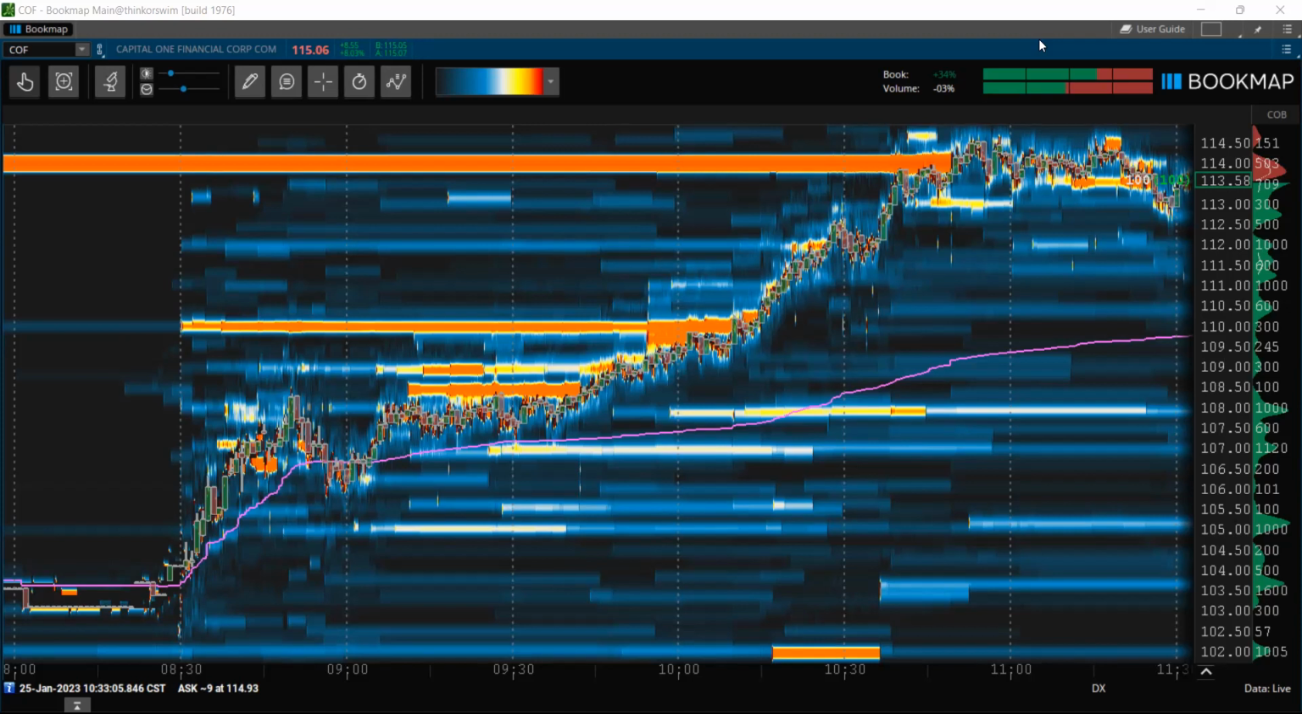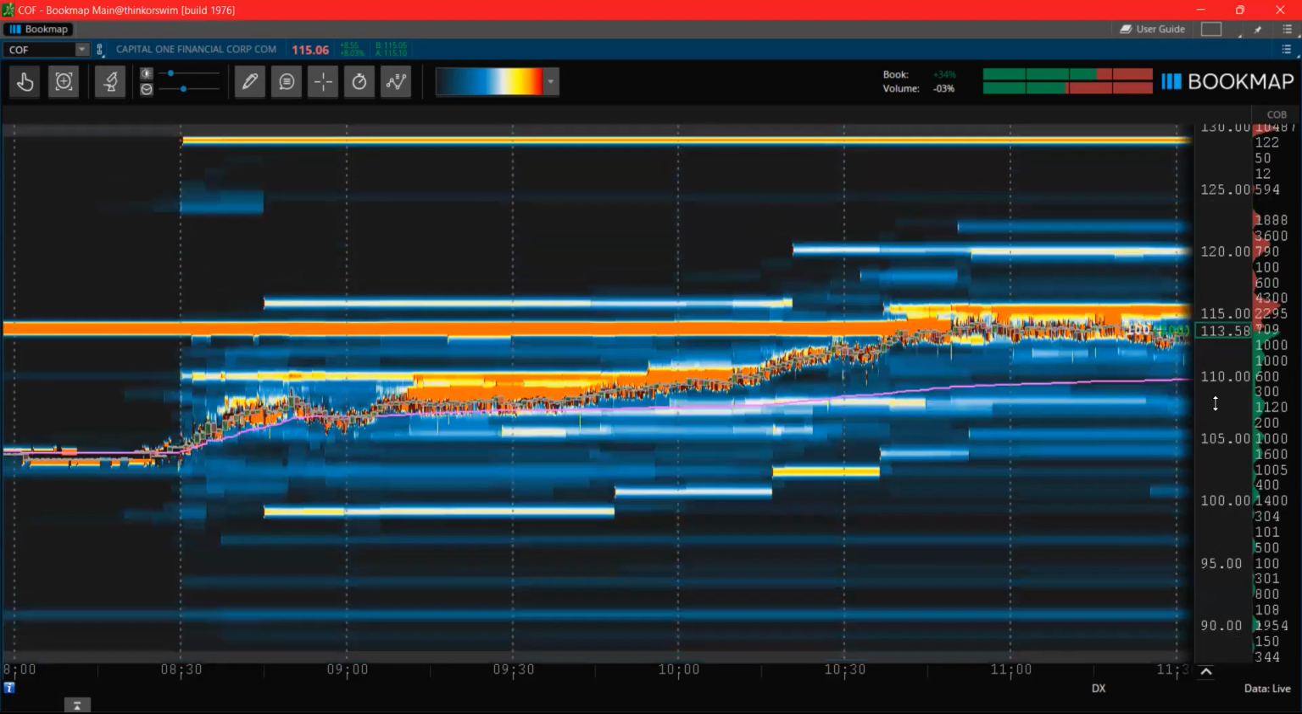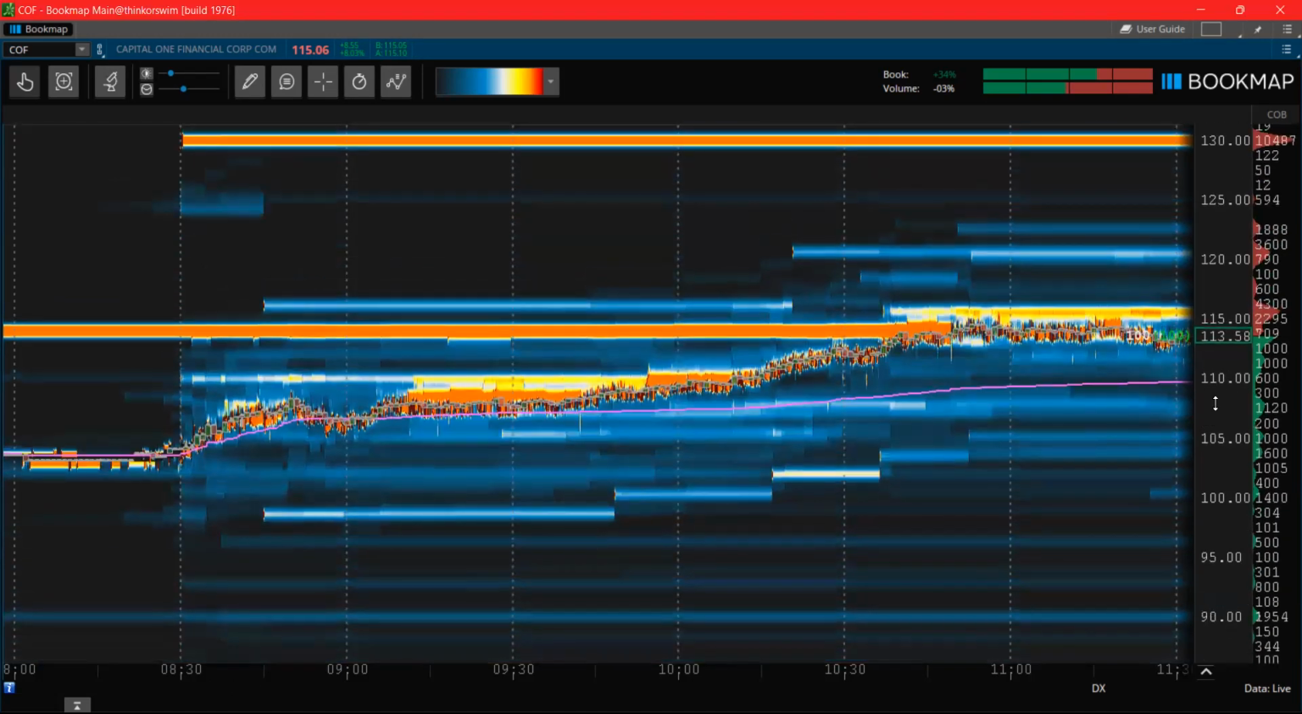COF, Capital One, was what we were looking at today. And of course, first things first, when you get into Bookmap, the first thing you want to know is, where's my major liquidity? In this case, we know we got major liquidity sitting at 110.